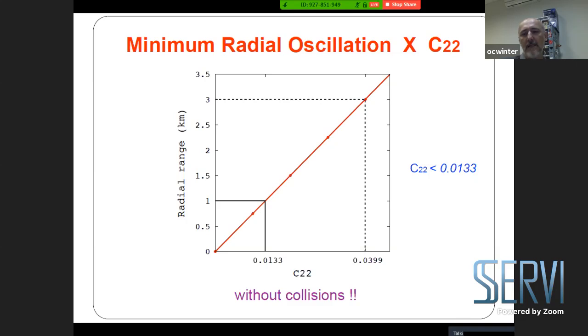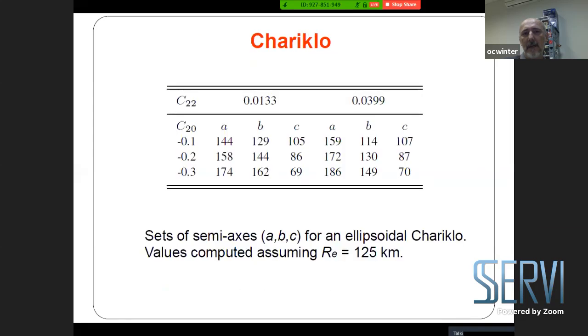But we have to keep in mind, this is a first model. We didn't take into account collisions and some other parameters that have to be considered. So in the next slide, we have a bunch of values. Assuming one of those 2 limiting values for 1 kilometer and 3 kilometers, of the value of the ellipticity, and for different values of the oblateness, we got some range of values for the A, B, and C semi-axes for Chariklo.